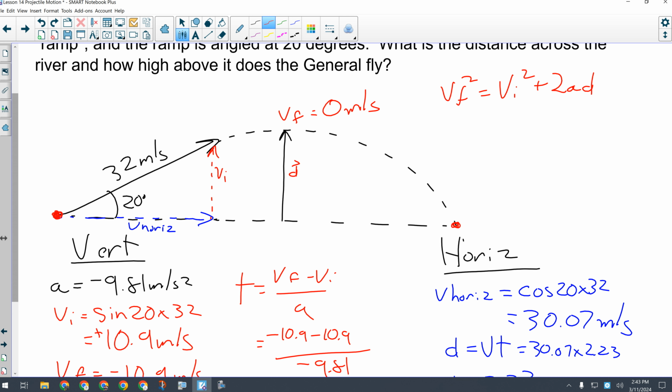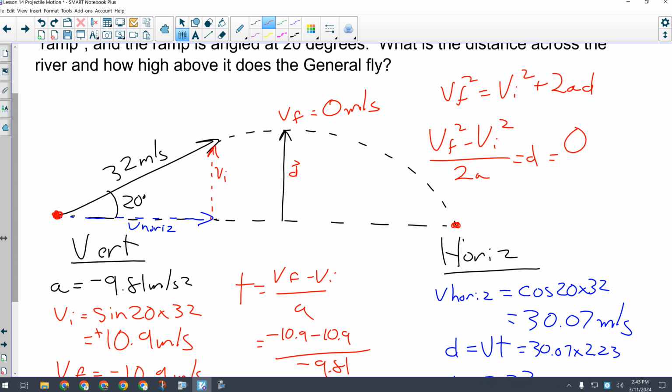Okay, there's actually more than one way to calculate the maximum height. I'll show you the other way in just a minute. But that way, I've got everything I need. I know VF is 0. I already calculated VI. I know what A is. It's negative 9.81. So if I want to solve for D, I subtract VI squared over to the other side. And then I divide by 2A, and that will give me D.